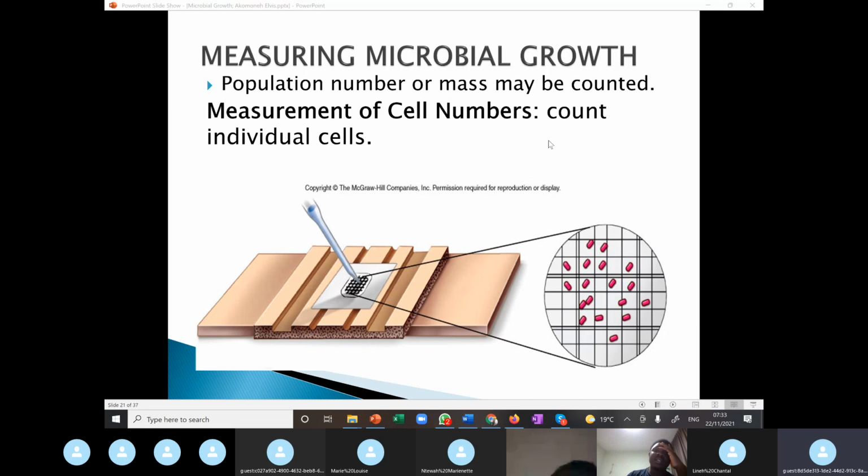But the most popular method used is direct count. Okay, direct count of cells. So here we use a specially designed slide. We apply the sample onto the specially designed slide and observe under the microscope. We'll see the cells under the microscope appear as you see on this grid here. So from there, you can take the time and count the number of cells that are present and report.